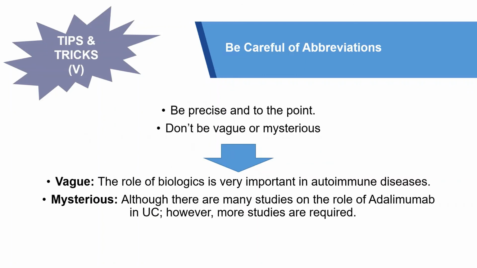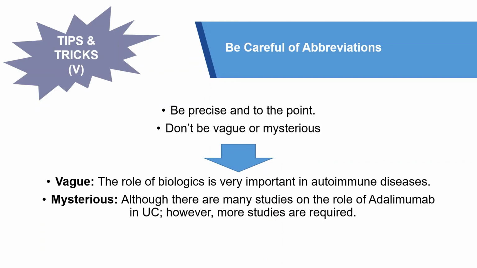So be careful as well to be precise and to the point. Please do not be vague and do not be mysterious. And I can tell you thousands of examples of being vague and mysterious. Being vague is like, the role of biologics is very important in autoimmune disease. How is it important? Is it important to eliminate a complication? Is it important for maintenance? Is it important for maintaining quality of life? A lot of descriptions hide under the word important.